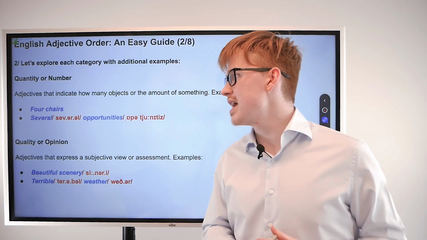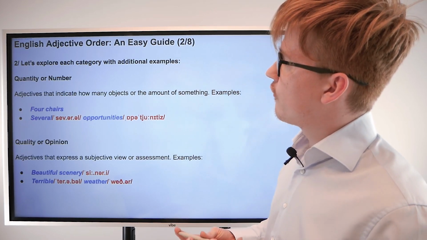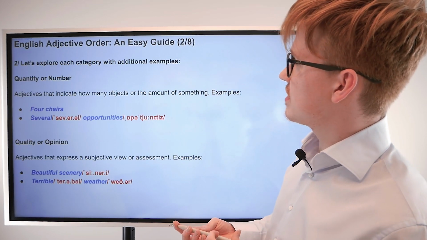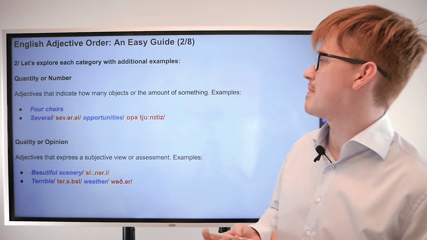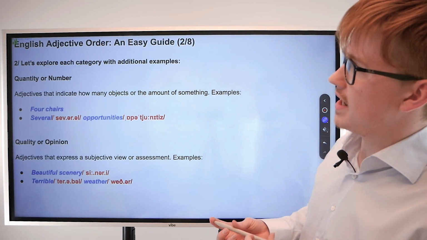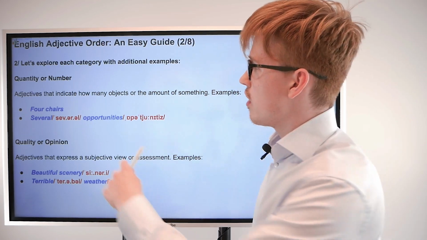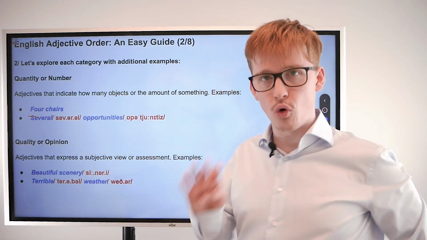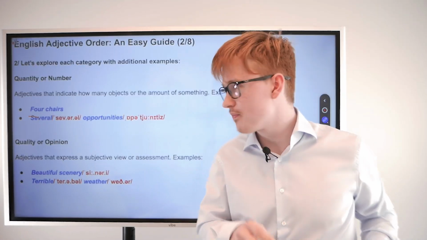So let's go. So first up we have 4 chairs. So adjectives that indicate how many objects or the amount of something. So here is something that shows the amount. We have 4 chairs. The amount is 4. That's how many we have.